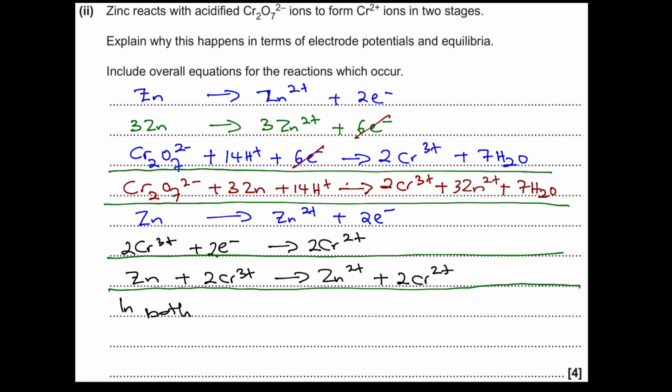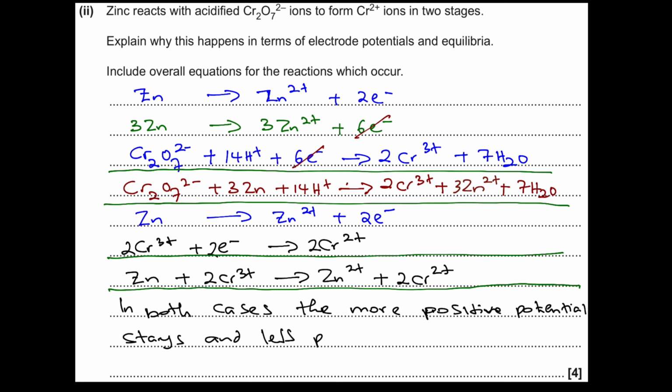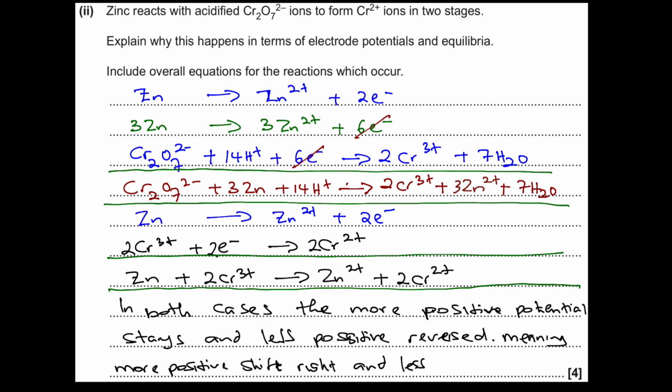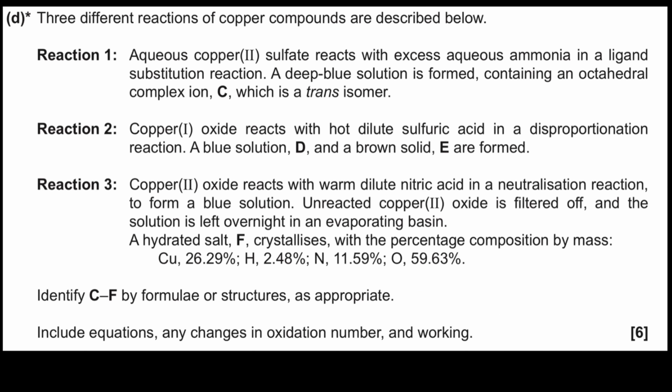In both cases, the more positive potential stays and the less positive is reversed, meaning more positive shifts right and less positive shifts left.